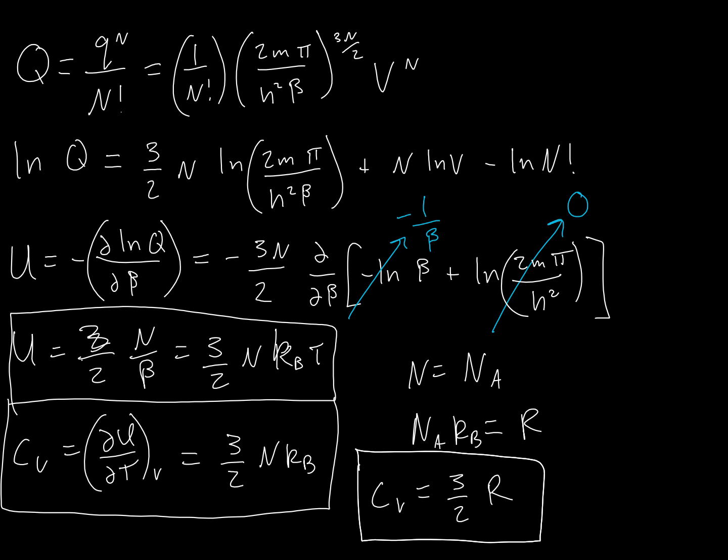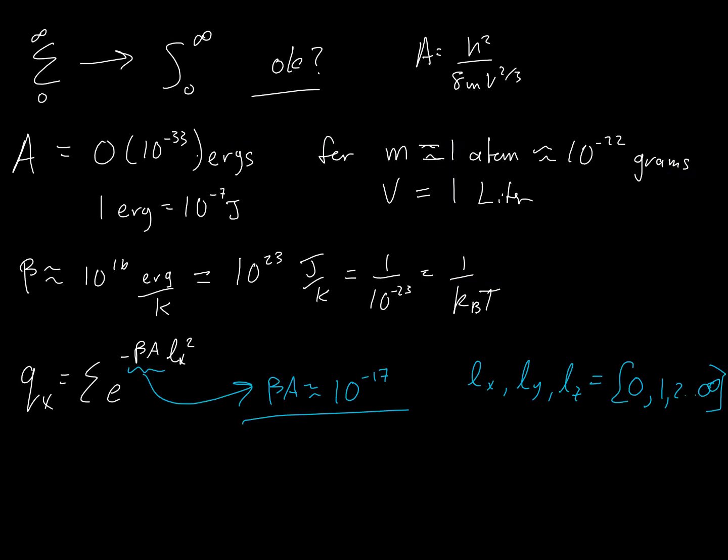Yes? Can we get back to when you're approximating beta as 10 to the 16? Yes, this one here? Yeah, so we're getting confused because one erg is 10 to the minus 7 joules, and so it's just the conversion from 10 to the 16 erg per Kelvin to like 10 to the 9 joules.